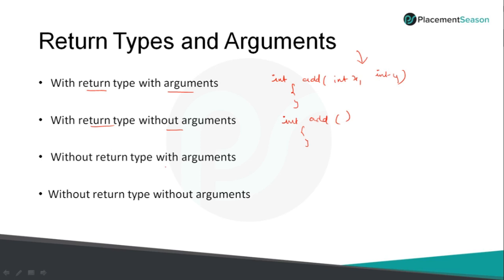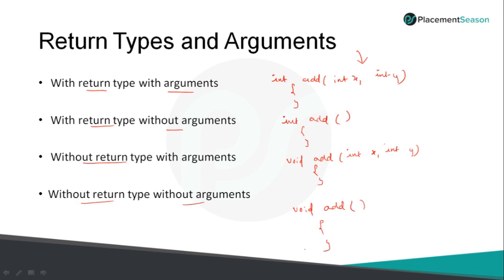Next, without return type and with argument. In this case, we need to use void for without return type, followed by the name. Then inside this bracket we need to give some values, int x, int y. It means that we are having some arguments. So this function is going to receive some input from the user. So close this bracket. And the fourth type is void, that is without return type, function name followed by without arguments.